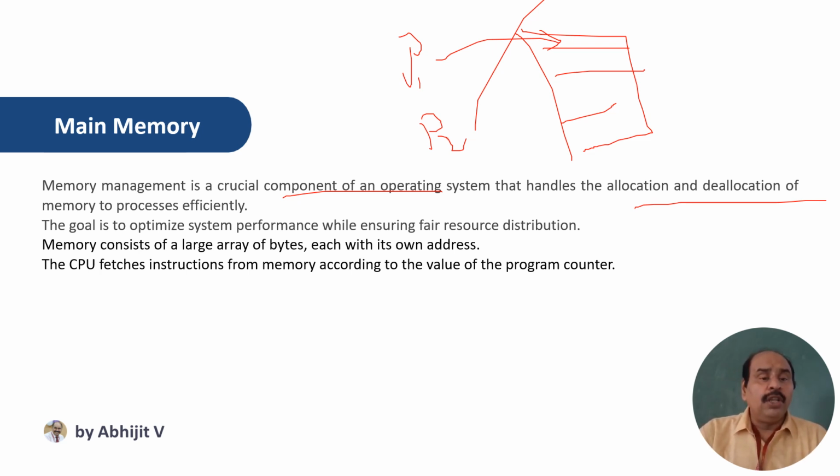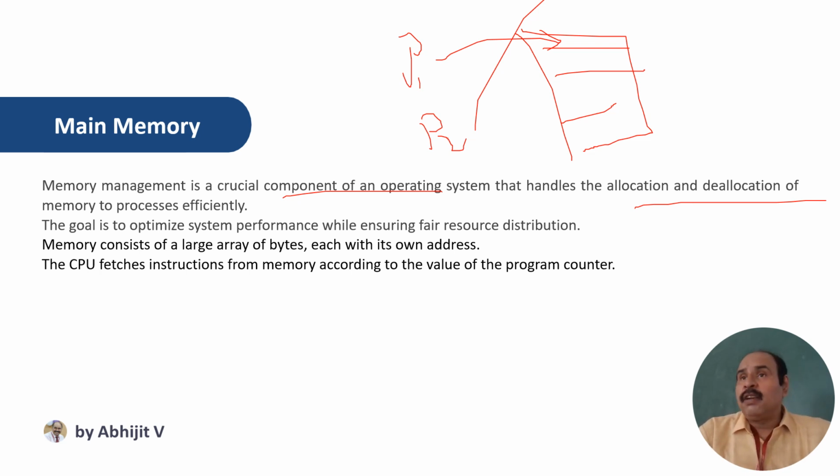The goal is to optimize the performance while ensuring fair resource distribution. That means every process should be given the same amount of importance. The same priority should be given, not that certain things are given more importance and certain things are not. So the objective of main memory or the memory management systems in an operating system is to ensure that all the processes are fairly treated.